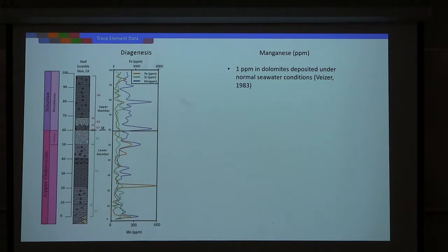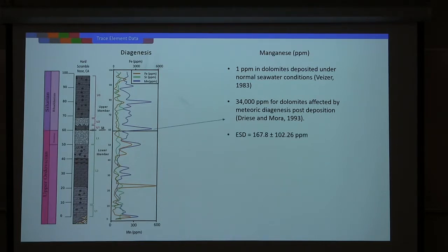Manganese has an average value of 1 part per million for dolomites deposited under normal seawater conditions. It has an average of 34,000 parts per million for dolomites affected by meteoric diagenesis post-deposition. The Ely Springs dolomite has an average value of 167.8, which is much closer to this 1 part per million for carbonates deposited under normal seawater conditions. So we can assume that it probably didn't undergo much meteoric diagenesis.